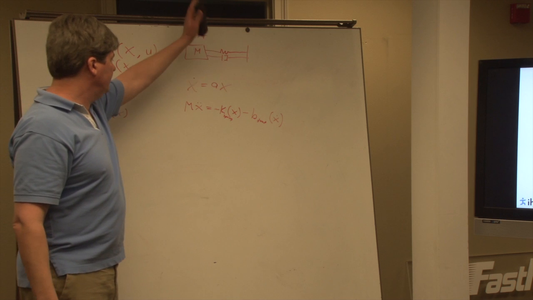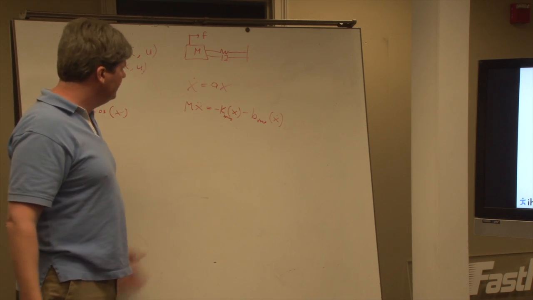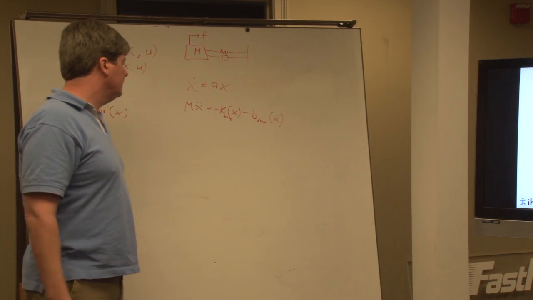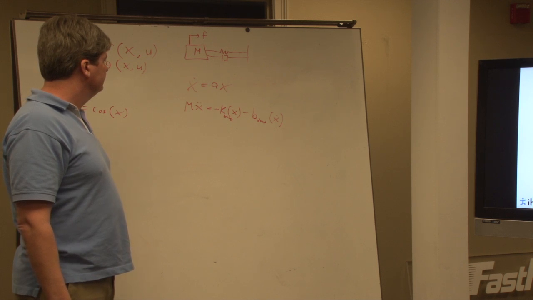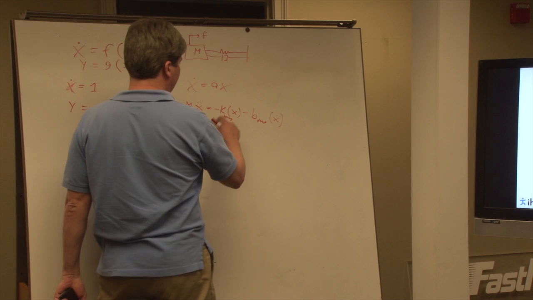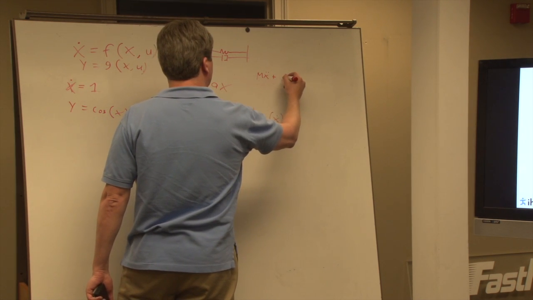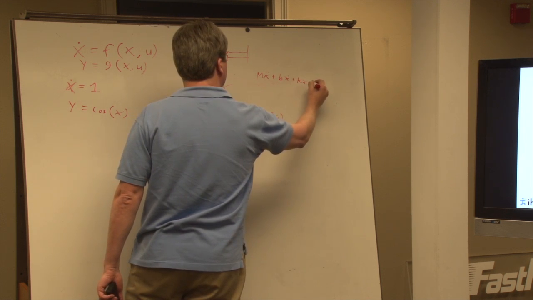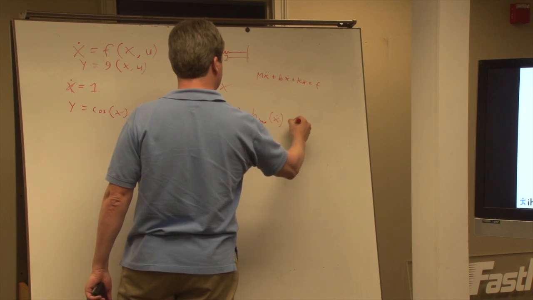A spring is anything that produces a force as a function of x. A damper is anything that produces a force as a function of x dot. Right? And so if these are linear constants, then m x double dot plus b x dot plus k x equals the driving force F.